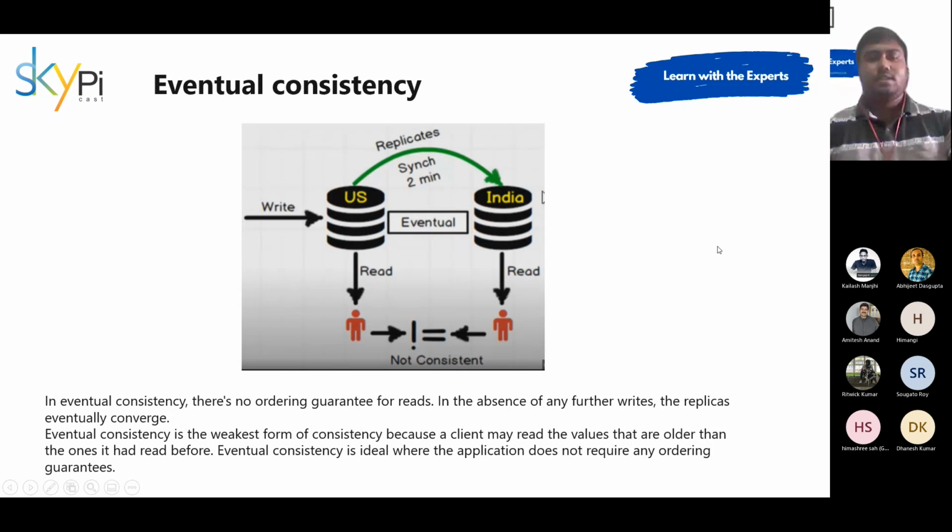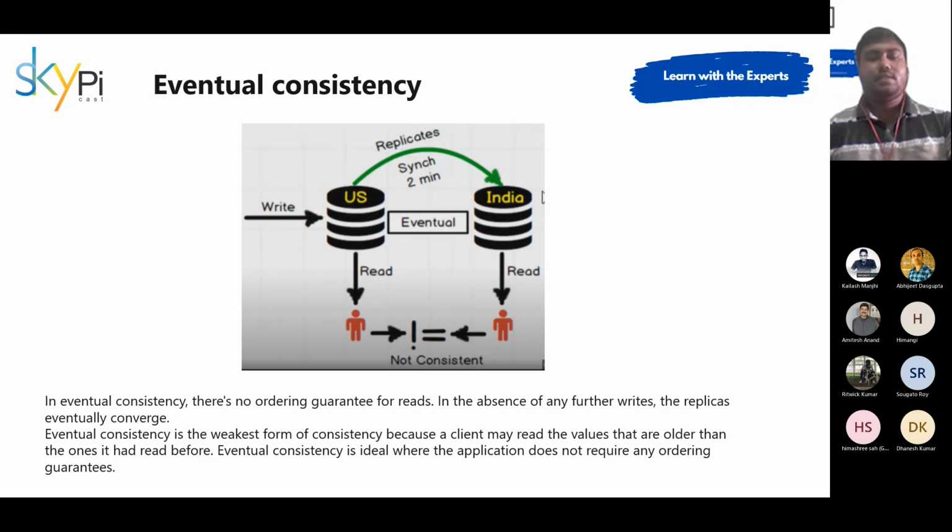In eventual consistency, there is no ordering guarantee for reads, and we also don't have any ordering guarantee. Let's say I have read the data, it was A, but the data has already changed to B. So when B arrives, then I can say that the ordering is not valid. Like I have read A before I have read B, because I have queried it before it was synced, of course. In the absence of any further writes, the replicas eventually converge.